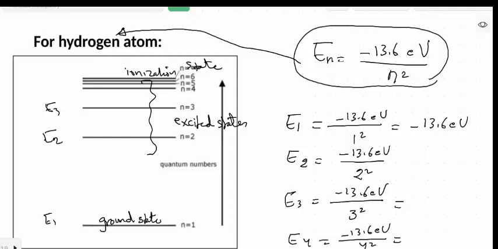So when we say n equals 1, it's not an excited state, it's the ground state. When n equals 2, it's the first excited state. You see? When n equals 3, it's not the third excited state, it's the second excited state, and so on. You understand?